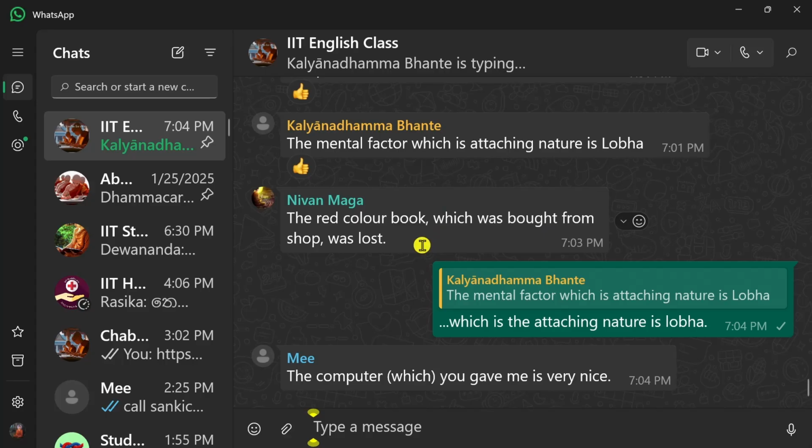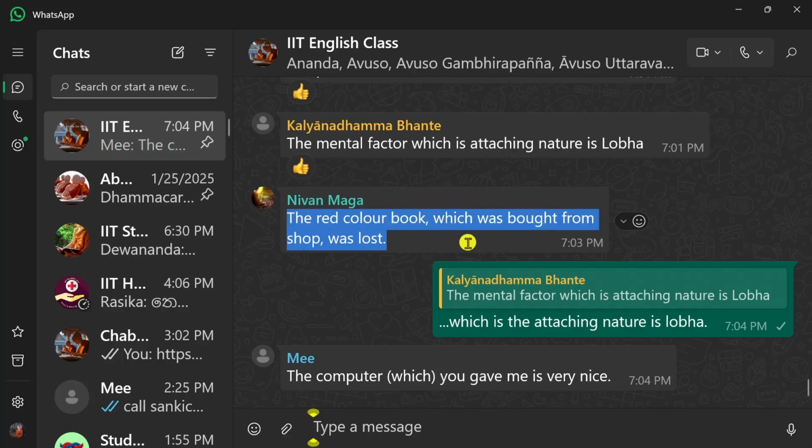Yes. Now, pay attention to this sentence. Stop for a moment. Can I remove which from this sentence? No? What do you think? The red color book was bought from shop, was lost. Can I remove it or not? You think can? Can? No?